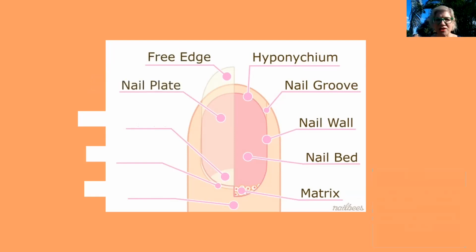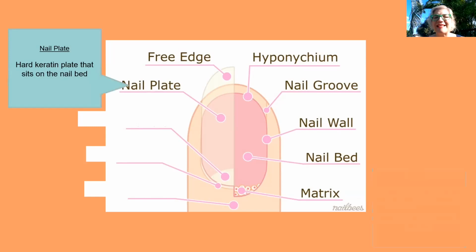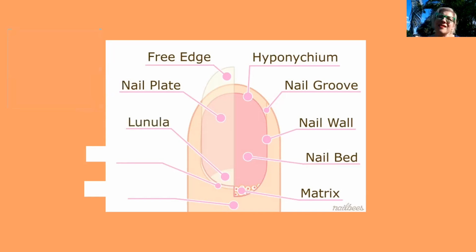Next, you have your free edge, which I kind of mentioned already. There's not much to say about it. The free edge really is just the nail that hangs over the hyponychium, the nail that grows out past the nail. So, you know, girls who have long nails have a long free edge, all right? Your nail plate is the actual hard keratin plate that sits on the nail, but it's the nail. The nail plate is the nail, okay? It's made of keratin, just like your hair, your skin, all of the things, which means the pH is about 4.5 to 5.5, okay?